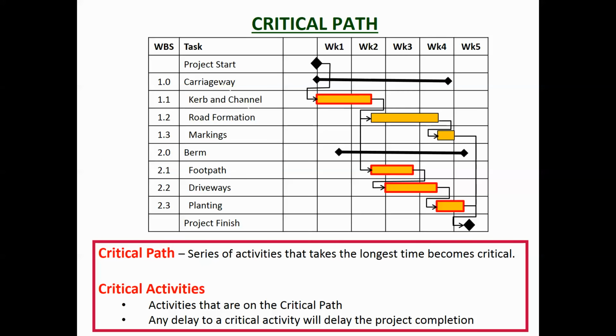Now the critical path is a concept that's really quite important. It's a series of activities that takes the longest time. So in this case here, the curb and channel, followed by the footpath, the driveways, the planting, is the critical path. These two here, if this runs on for a day longer, or half a week longer, it's not going to be a problem because the project's still going to finish on time. But if any of these critical activities run over time at all, then the whole project's going to run over time. So that's what critical activities are.